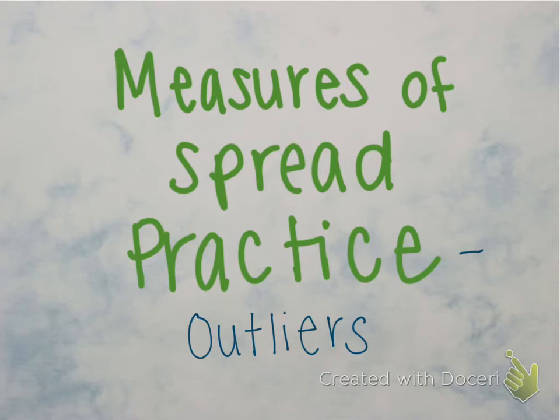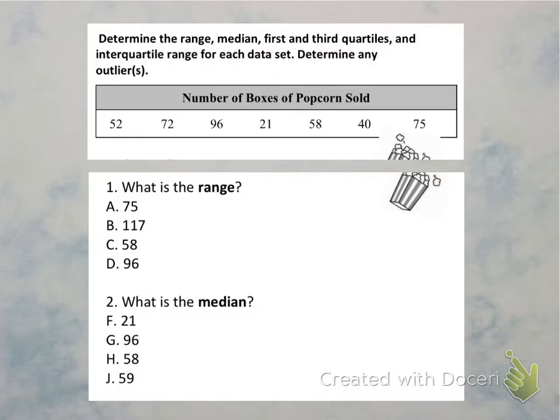Okay, so yesterday you should have watched a video over measures of spread. This is getting into our data analysis of graphs. So you were given a set of information just like this one, and it says determine the range, median, first and third quartiles, and interquartile range for each data set. It says determine if there are any outliers.